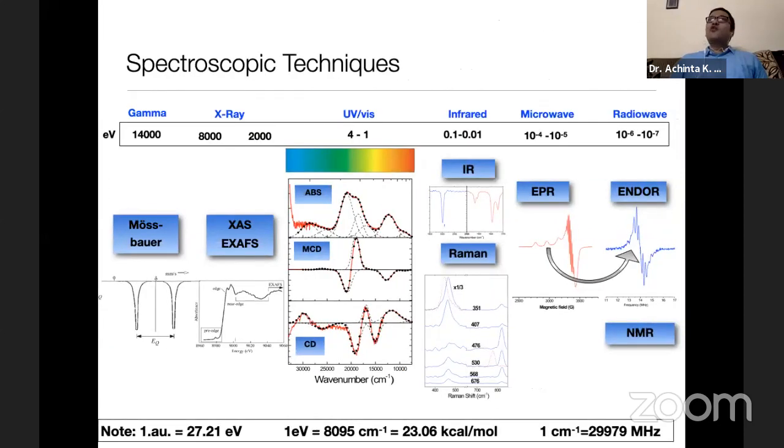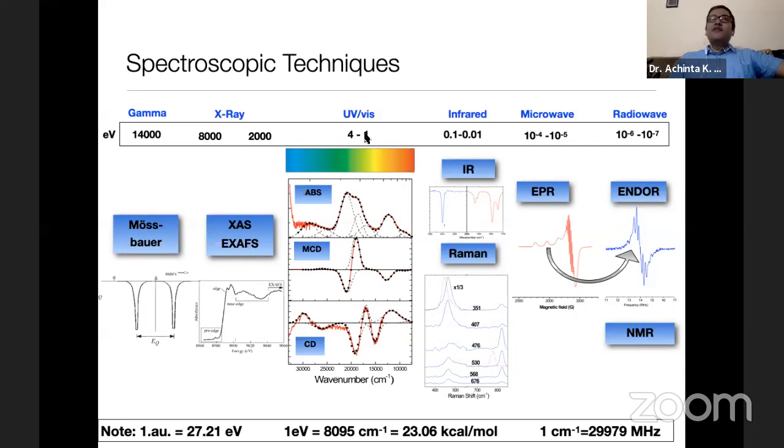And spectroscopy, don't forget, actually comes in different flavors. At one end of the spectrum, the very high end, where the energies are around 14,000 electron volt, there is gamma radiation, which excites the nucleus. Next comes the X-ray, which excites the electron from the core orbitals. So they give information about the local bonding sites. Next, when it comes to 4 to 1 electron volt, they excite the electron from the valence orbital. This is where the energy of the valence orbitals lies, this 4 to 1 electron volt.